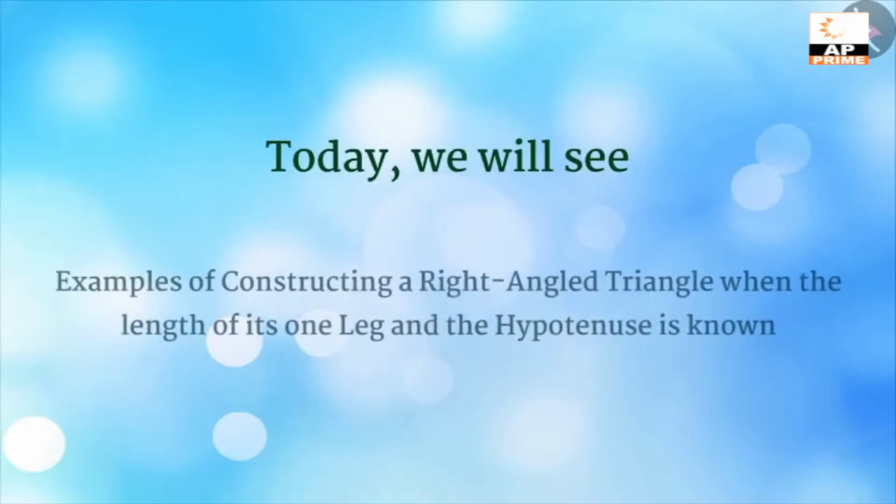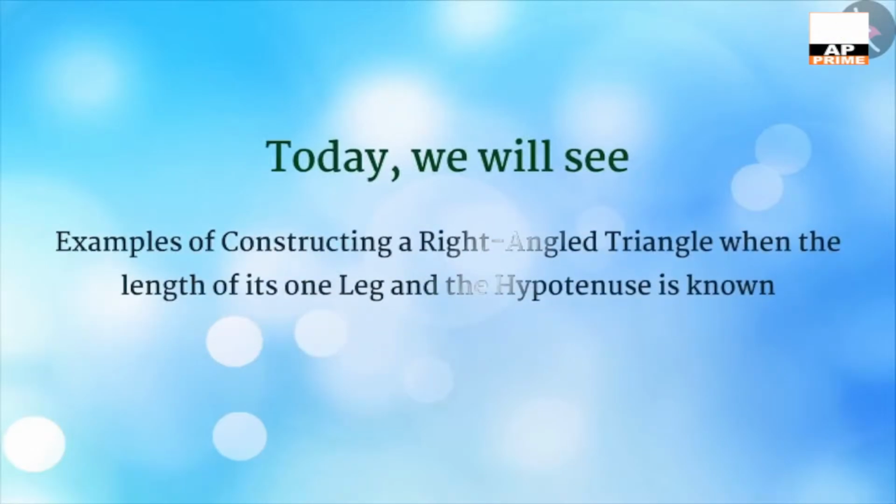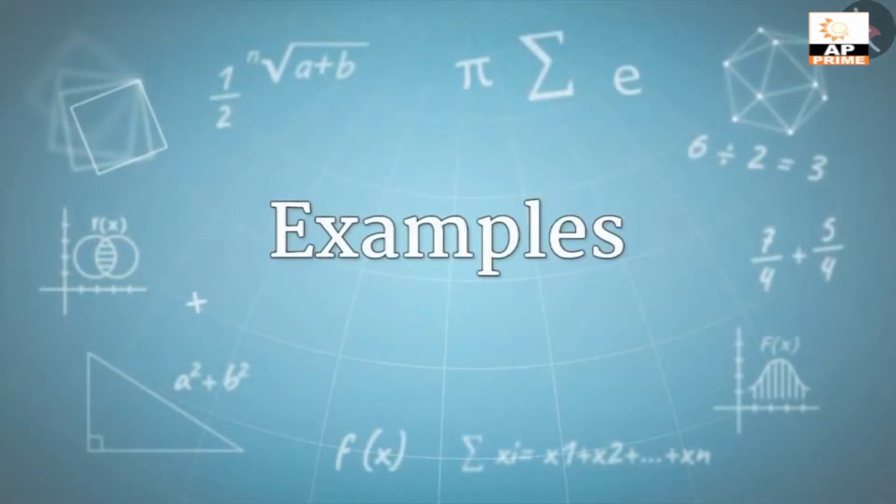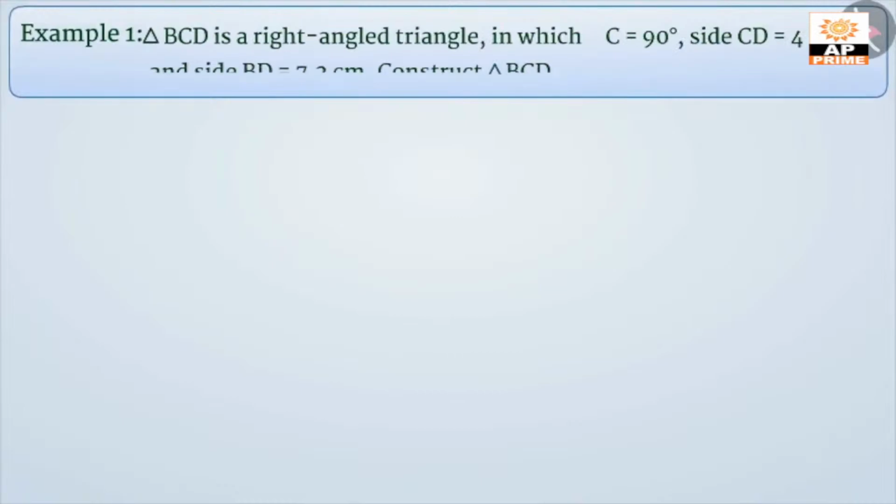Today we will see some examples related to the construction of a right-angled triangle when the length of its one leg and hypotenuse is known. Triangle BCD is a right-angled triangle in which angle C is equal to 90 degree, side CD is equal to 4 cm and side BD is equal to 7.2 cm. Construct triangle BCD.